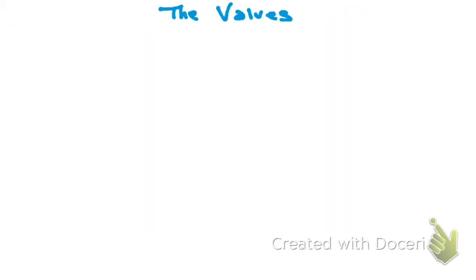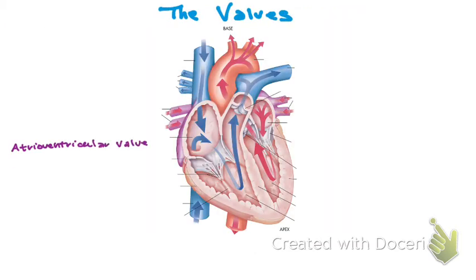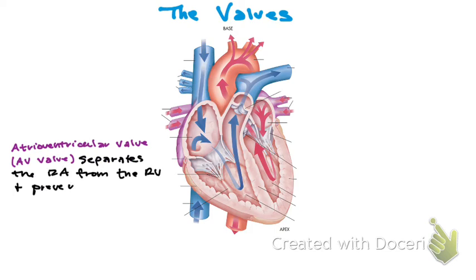Okay, so let's take a look at the valves. The atrioventricular valve, or the AV valve, separates the right atrium from the right ventricle, and it prevents backflow. As the ventricle contracts, the back pressure will snap that AV valve closed, and then the blood won't be able to backflush into the atrium.